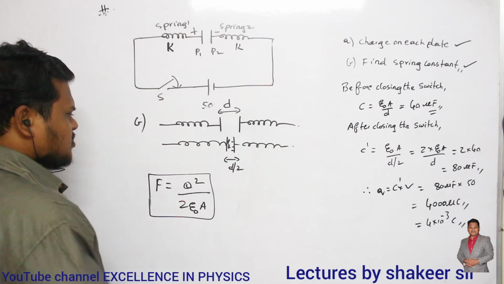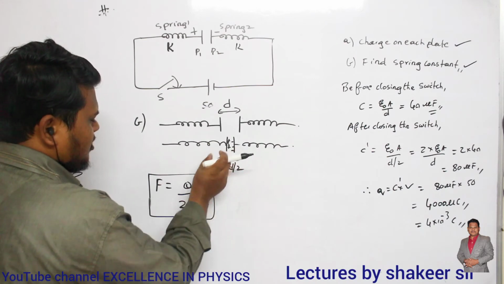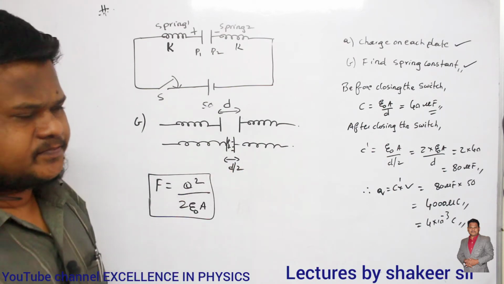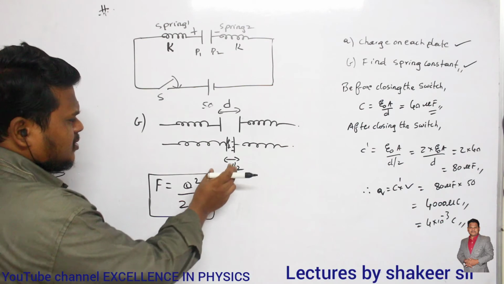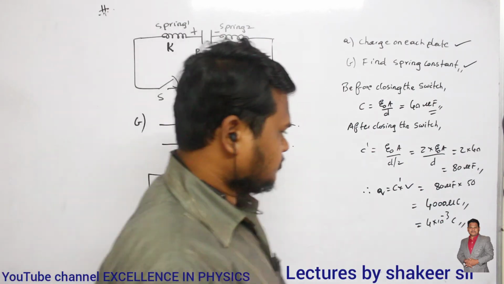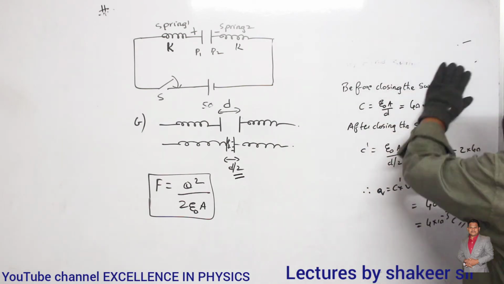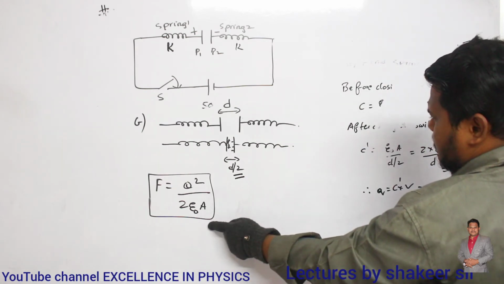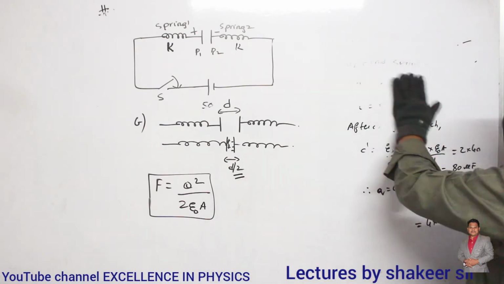Clear? So then why are they not coming completely closer together? Why is the distance reduced only by D by 2? What is the reason? Okay ma? If there is a force of attraction between the plates, say ma?